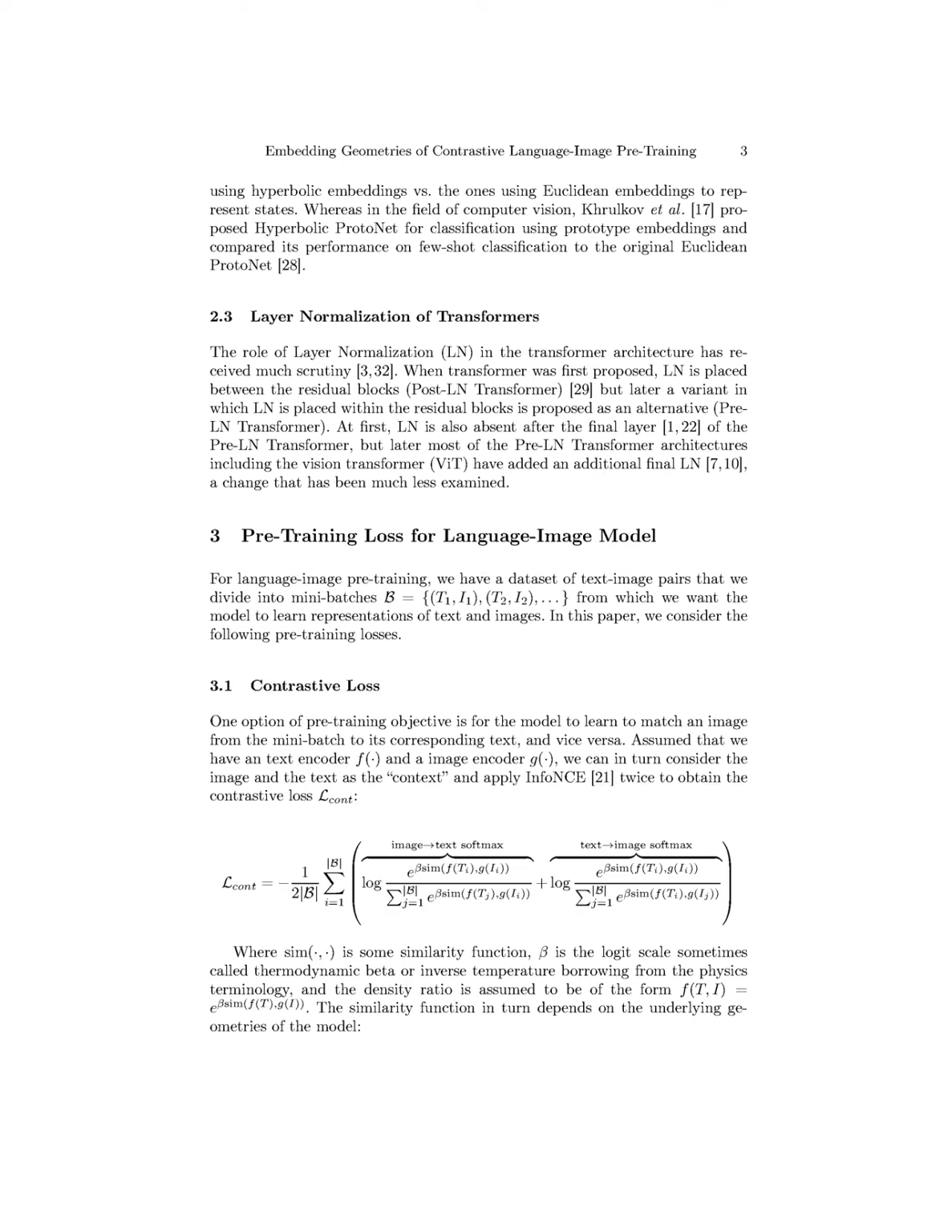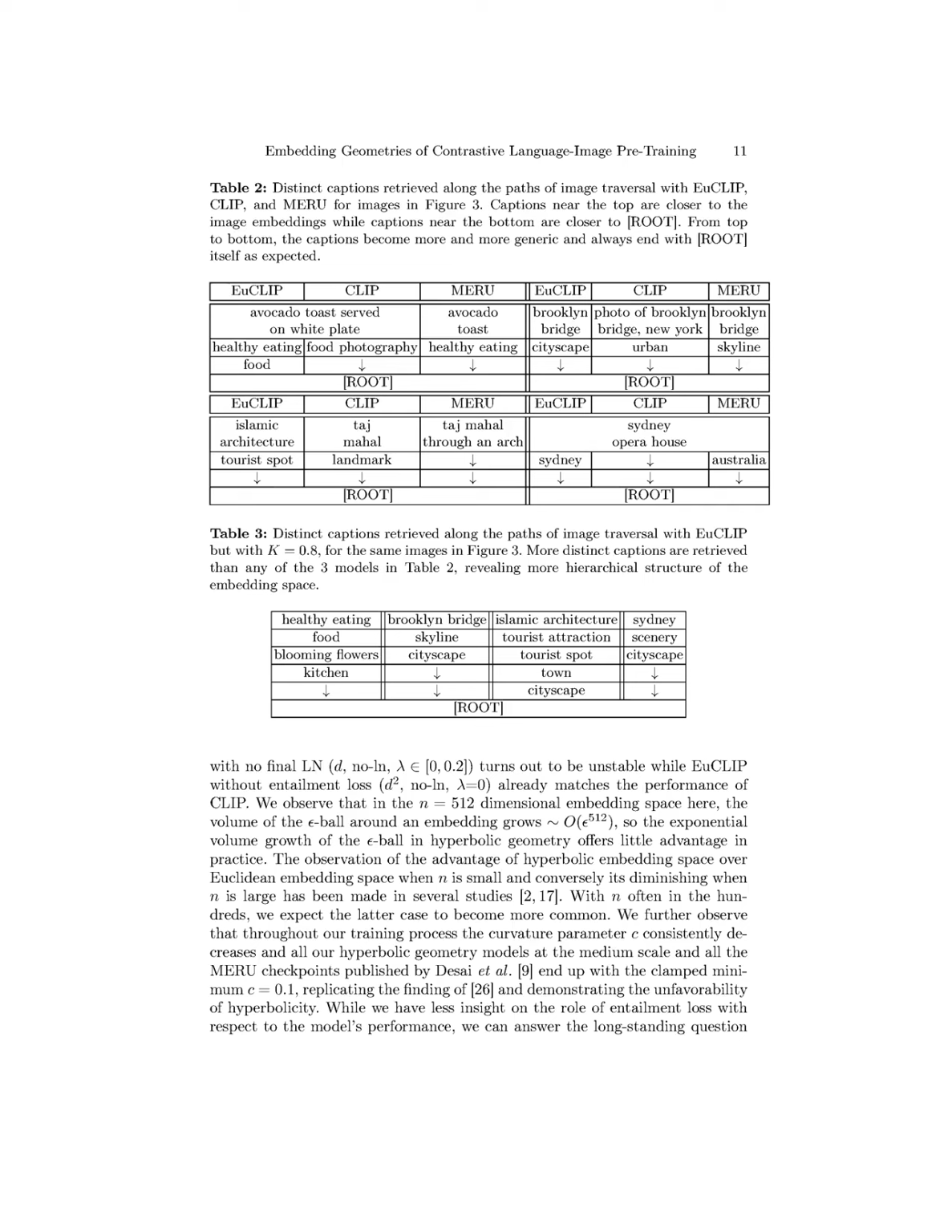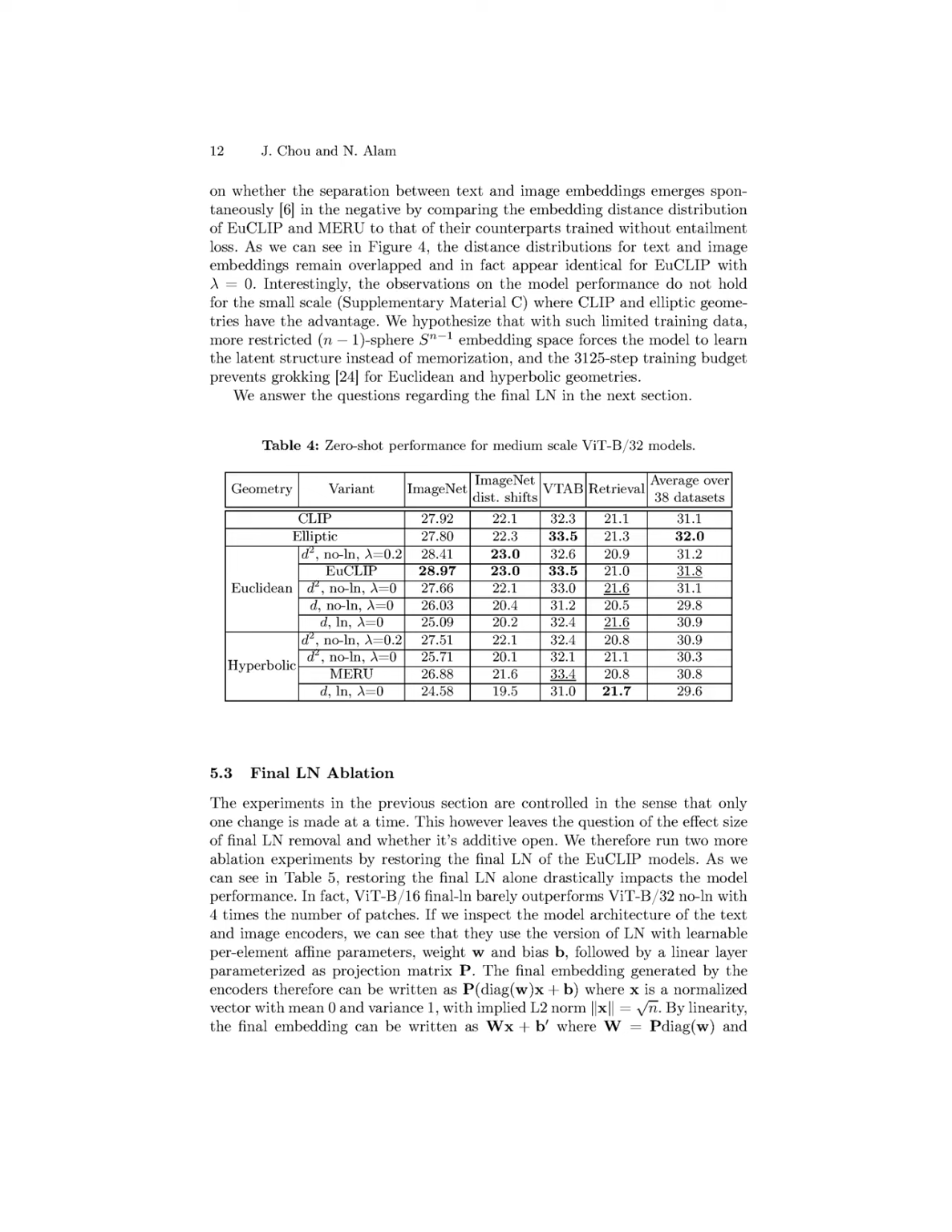The proposed method, particularly the EuCLIP model, faces significant limitations due to the inclusion of the final layer normalization layer. Our experiments indicate that restoring the final layer norm drastically impacts model performance, with the ViT-B/16 final layer norm barely outperforming the ViT-B/32 no-layer-norm model, despite the latter having 4 times the number of patches. This suggests that the final layer norm constrains the model's degrees of freedom, preventing it from fully leveraging the embedding space.